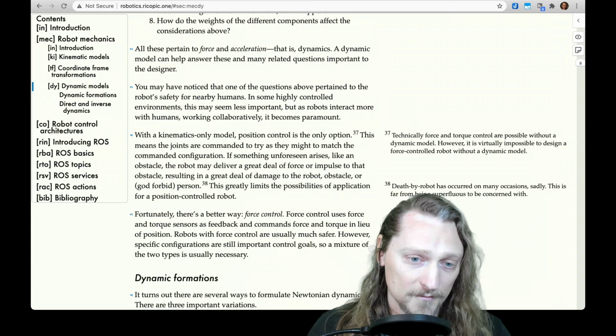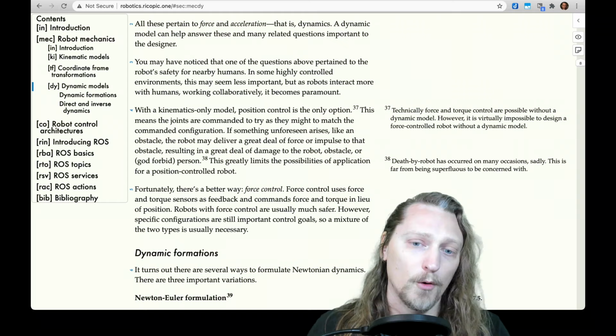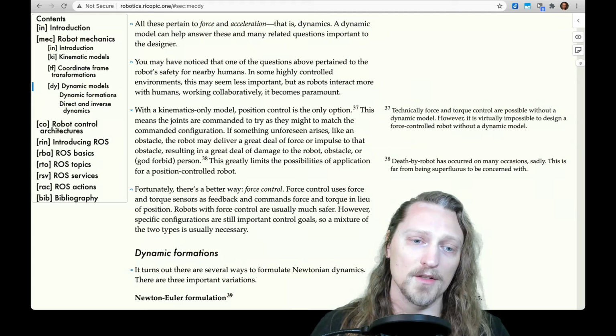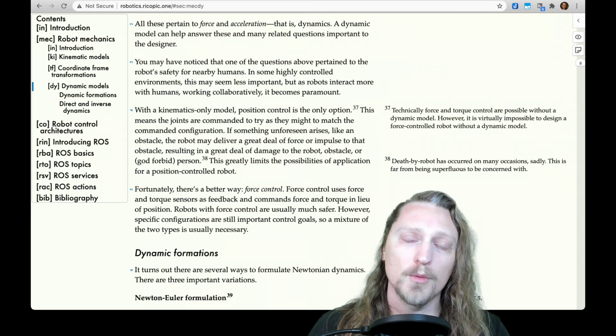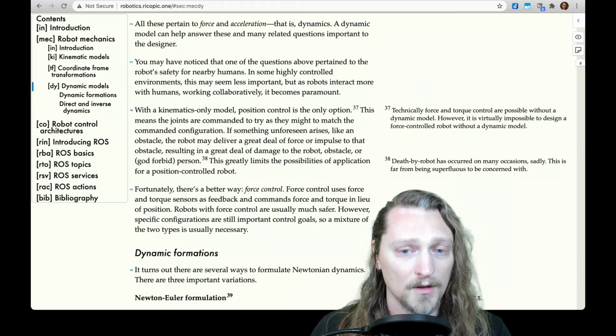Fortunately, there is a better way: force control. Force control uses force and torque sensors as feedback and commands force and torque in lieu of position. Robots with force control are usually much safer. However, specific configurations are still important goals for control, so a mixture of the two types is usually necessary.